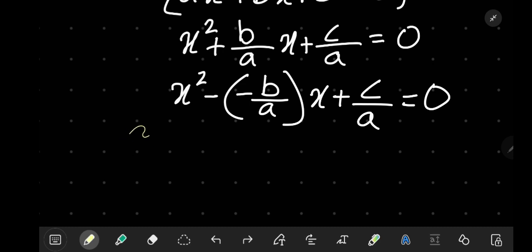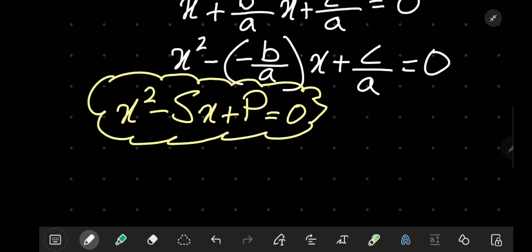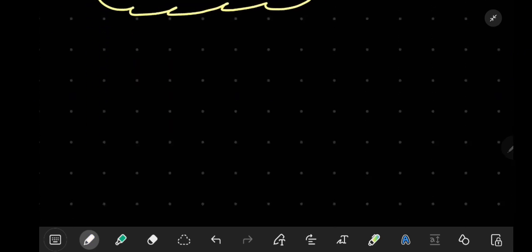So if we compare, minus b over a is literally s, the sum. So this rule that I'm writing right now is the most important rule. Okay, you can literally get anything just from it. Now let's take some examples.